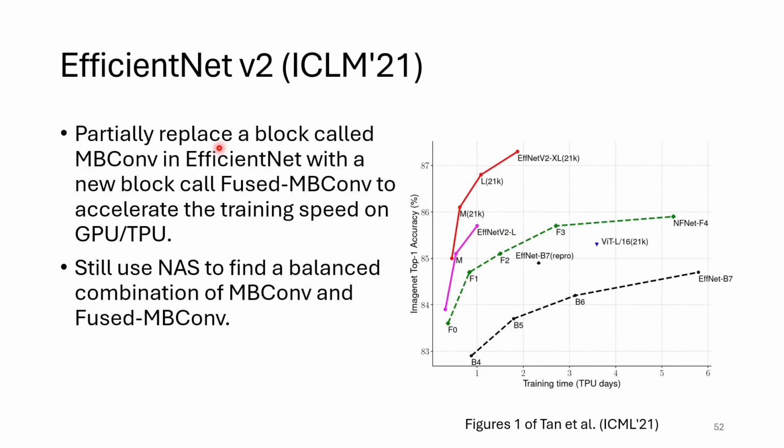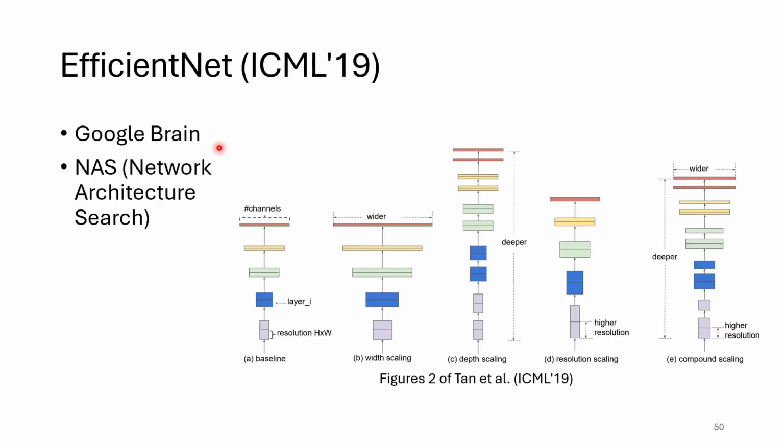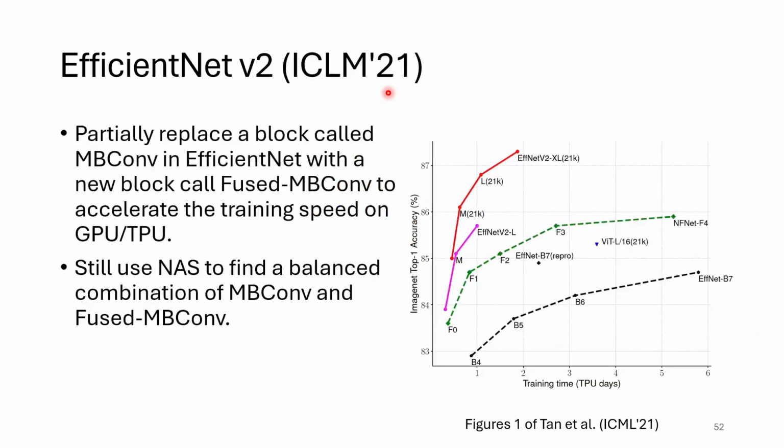I should say EfficientNet V1. It was published in ICML 19, and 2 years later in ICML 21, the same team from Google released EfficientNet V2. So this is a comparison of EfficientNet V1 and EfficientNet V2. You can see the measures: in addition to improved accuracy, they significantly reduce the training time.